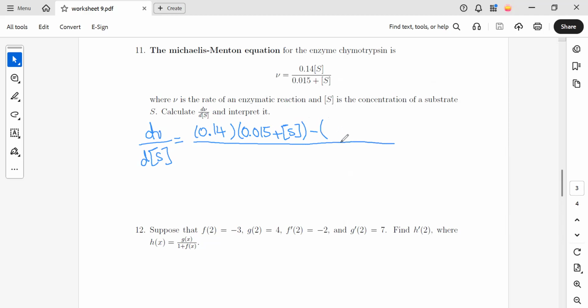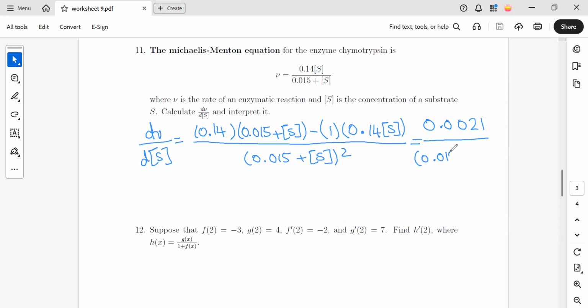derivative of the bottom. The first one is just a constant, which has the derivative of 0, and the other one is, let's say, imagined as x. The derivative would be 1 multiplied by 0.14 bracket s, all over whatever we have here, to the power 2. After simplifying, you would get 0.0021 all over 0.015 plus bracket s to the power 2.